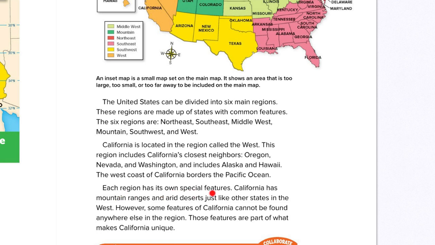Each region has its own special features. California has mountain ranges and arid deserts, just like other states in the West. However, some features of California cannot be found anywhere else in the region. Those features are part of what makes California unique.